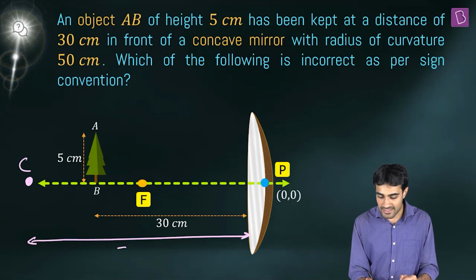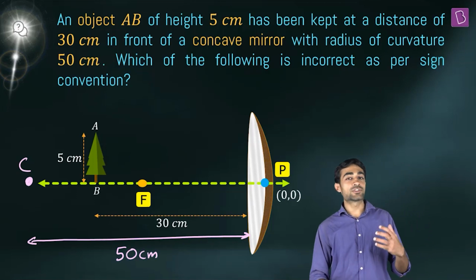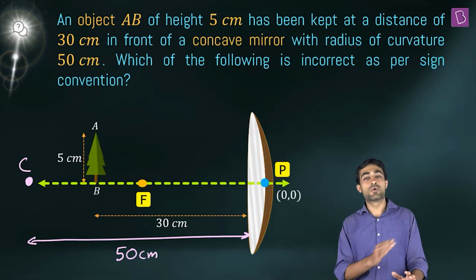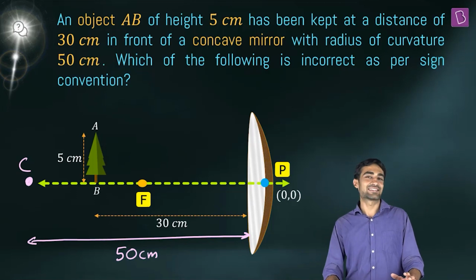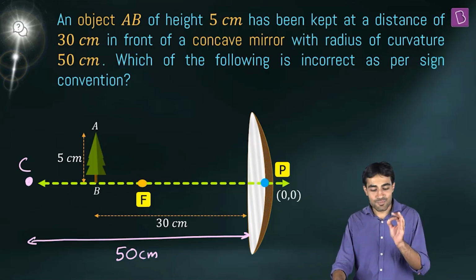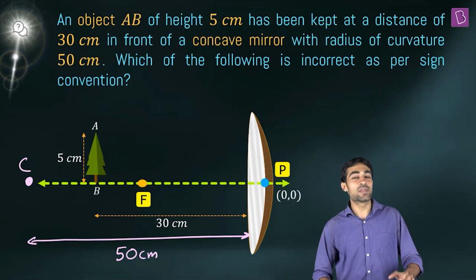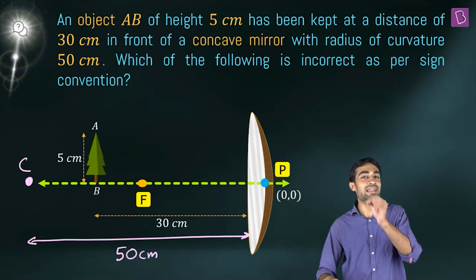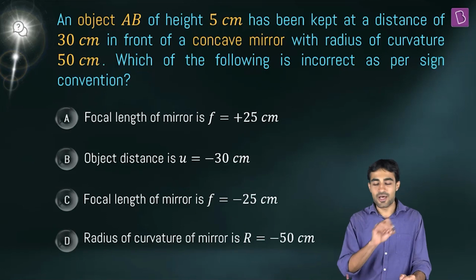So this distance is 50 centimeter. By the radius of curvature, we mean the radius of the entire sphere from which we cut out this mirror. Now, which of the following is incorrect as per the sign convention? So we have to pick the incorrect option. Don't pick the correct option. Pick the incorrect option. These are the options.